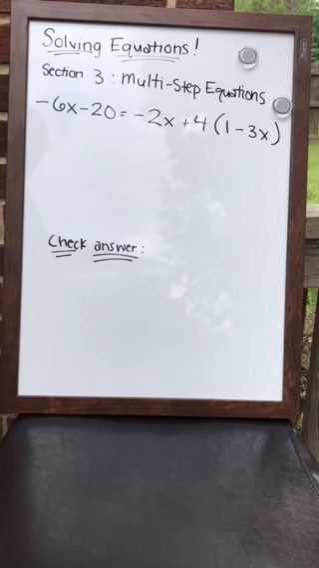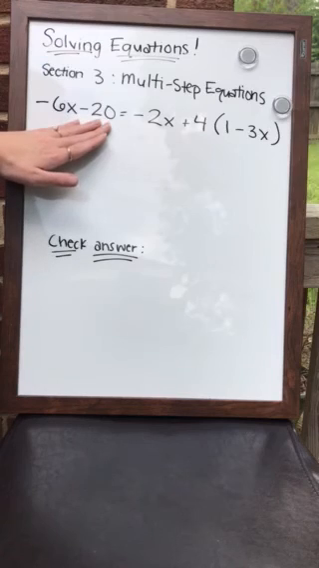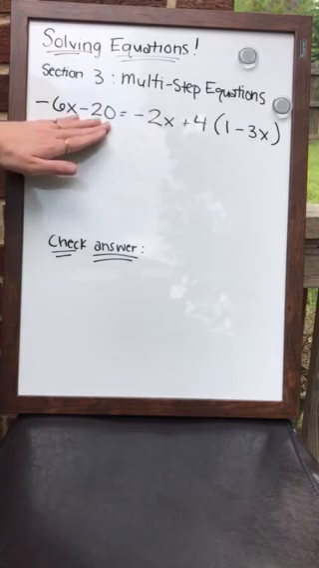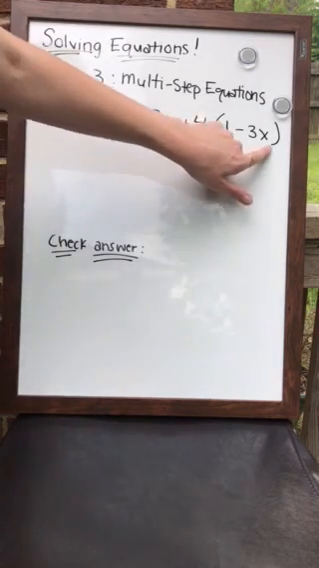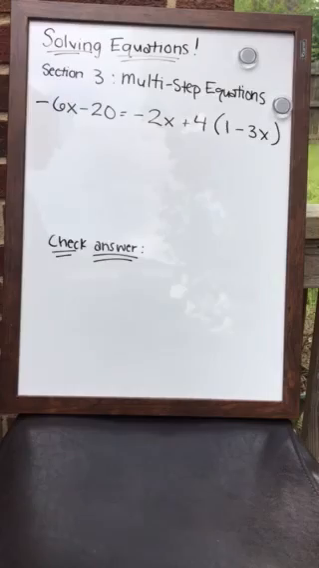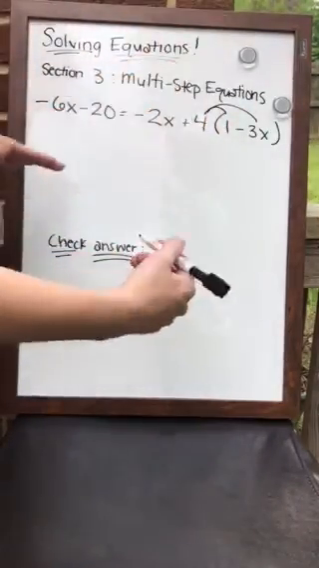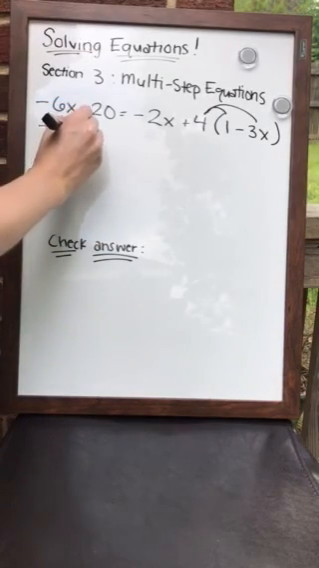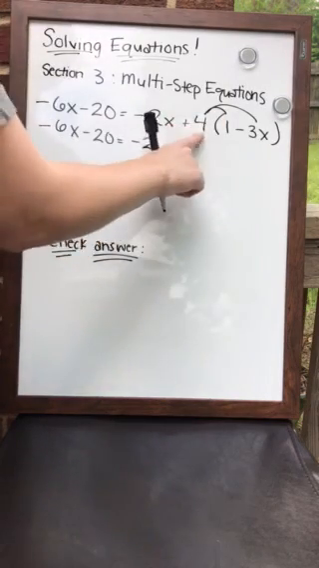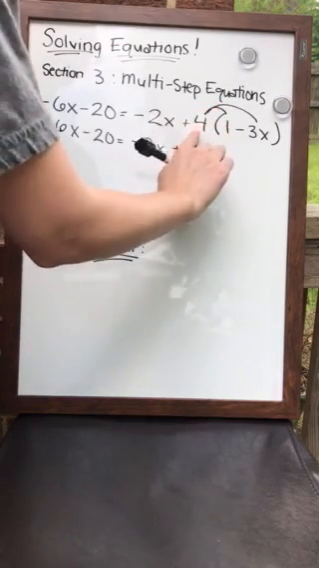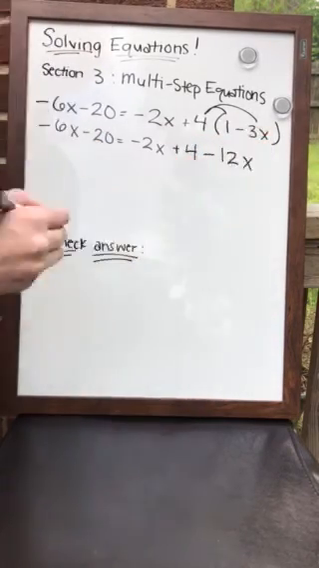of the equal sign. So if we look at this side, the negative 6x and the minus 20 are unlike terms. They can't be combined any further, so this side is simplified. If we look on this side, however, I have this 4 outside of a parentheses. So the first thing I'm going to do is distribute that 4. So I'm going to bring everything else down. And multiply 4 times 1, which is 4, and then 4 times negative 3x, which is negative 12x.